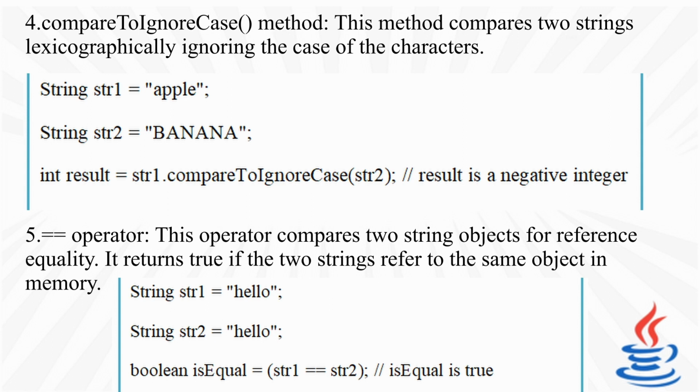Next is double equal to operator. This operator compares two string objects for reference equality. It returns true if the two strings refer to the same object in memory. It's important to note that when comparing strings, it's usually recommended to use the equals method instead of the double equal to operator, because the double equal to operator compares object references, not the content of the strings.